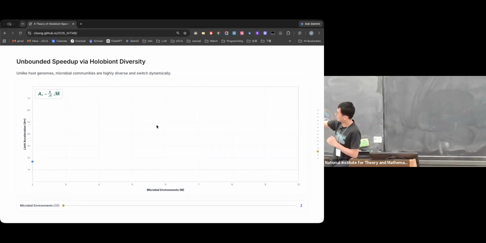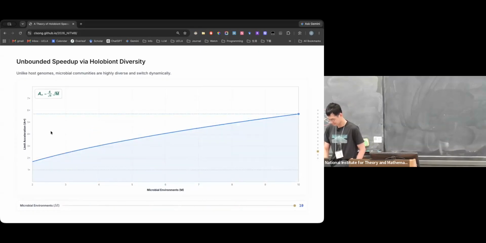So here the x-axis is the number of different microbiome environments. The y-axis is the acceleration factor. And we found that there should be no limit, in the sense that we can prove mathematically that these acceleration factors scale with the square root of the number of environments. So if you have 4 different environments, you get a factor of 2. If you have 9 different environments, you get a factor of 3.